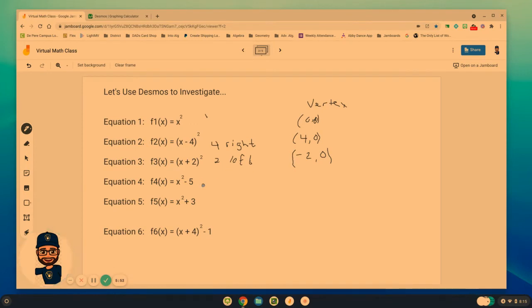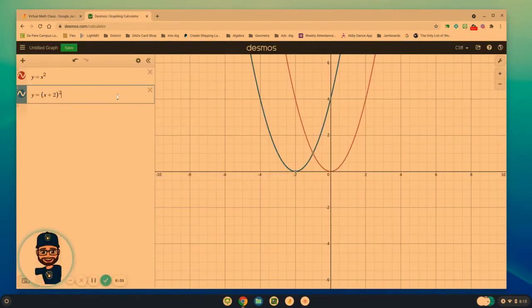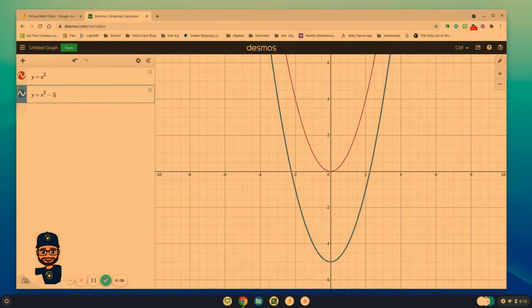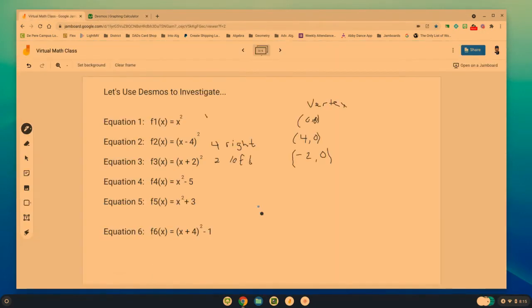So then, let's try a different one where we don't have parentheses, we just square the x value, and we subtract 5. So let's go y equals x squared subtract 5. Oh, well, would you look at that? It went from 0, 0, and it moved the vertex down 5 to 0, negative 5. So now, by subtracting 5 out here, we went 5 down. So our vertex is now at 0, negative 5, because we went 5 down.